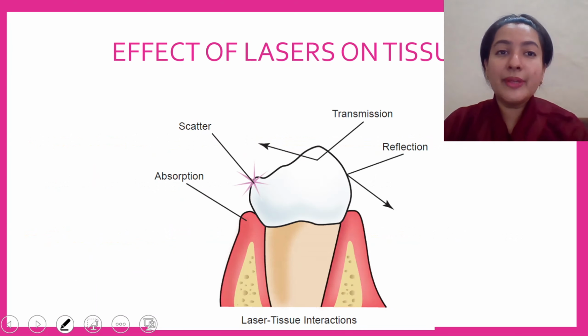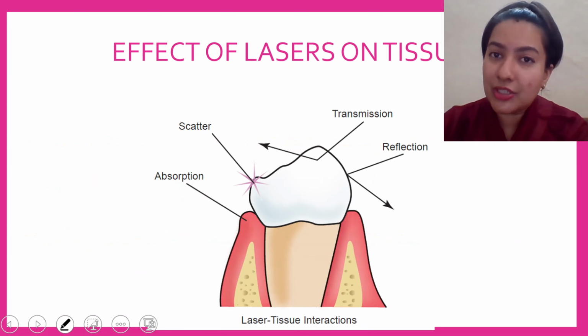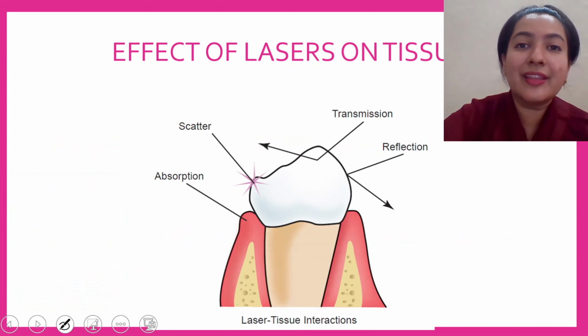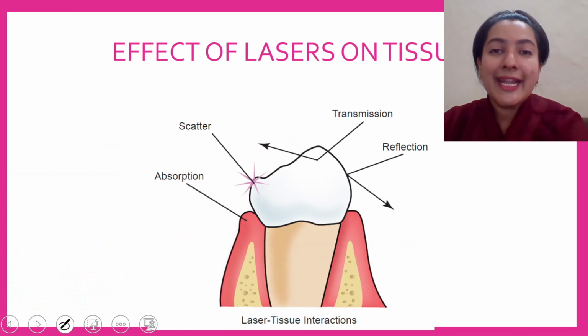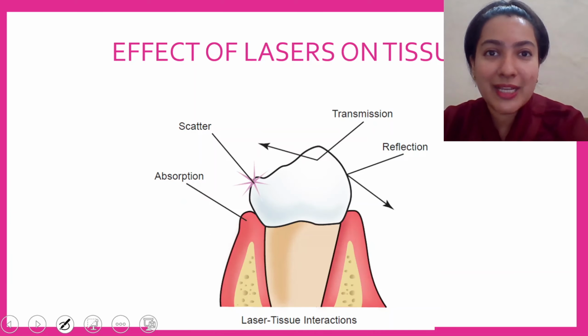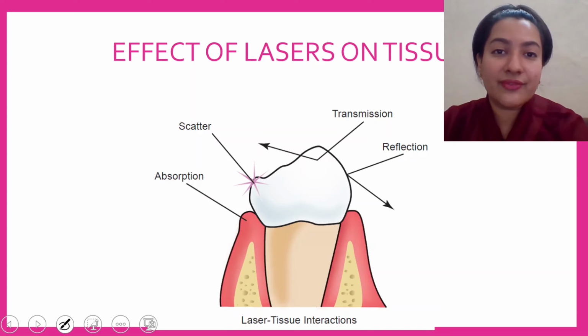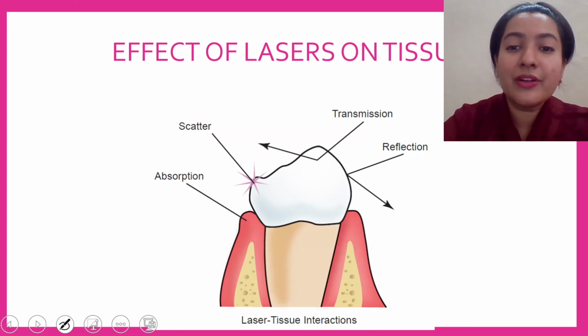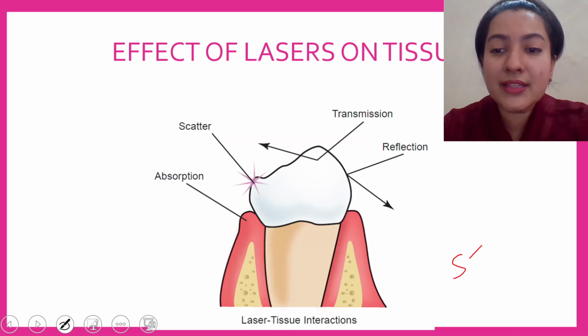Now, coming to the effect of laser on tissues. When laser light is given onto the tooth surface, whether it is hard tissue or soft tissue, there is bound to be some effect. There are 4 kinds of effects which can occur. To help you remember, just remember the mnemonic STAR.